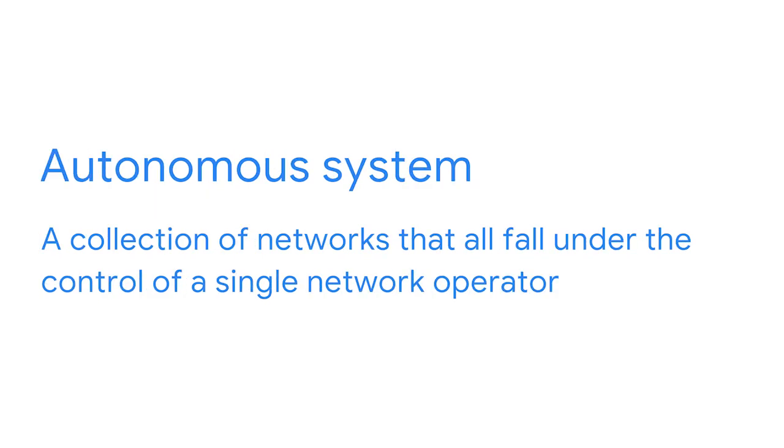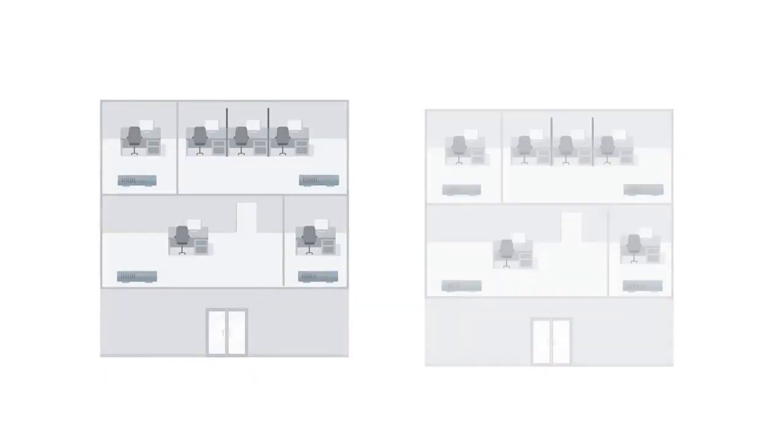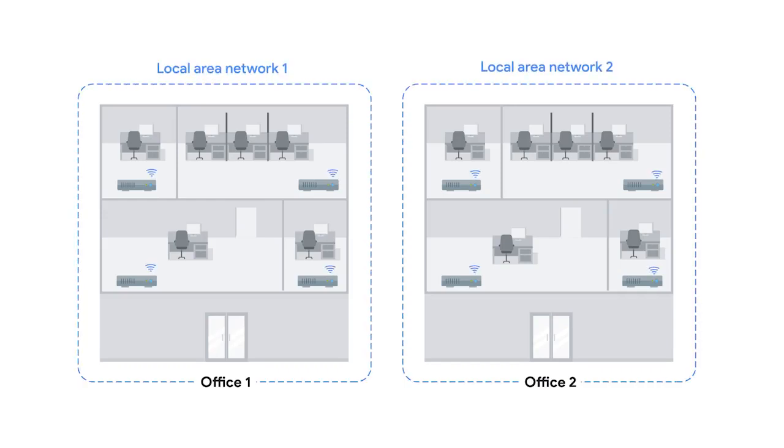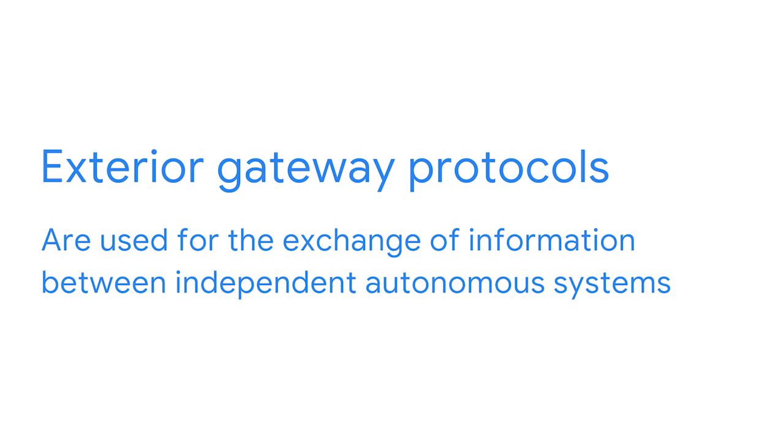In networking terms, an autonomous system is a collection of networks that all fall under the control of a single network operator. The best example of this would be a large corporation that needs to route data between their many offices, each of which might have their own local area network. Another example is the many routers employed by an internet service provider whose reaches are usually national in scale. You can contrast this with exterior gateway protocols, which are used for the exchange of information between independent autonomous systems.